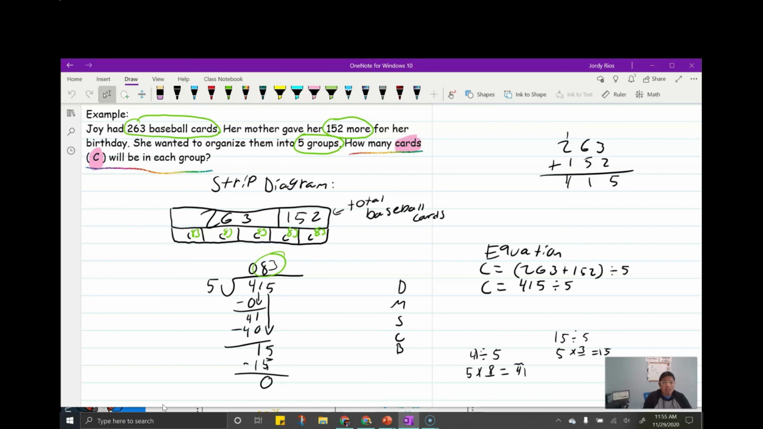Perfect. Okay. So that's how we do strip diagrams and equations. We basically know how to do this. All we're doing is putting it all together. We're going to do some more practice later on.